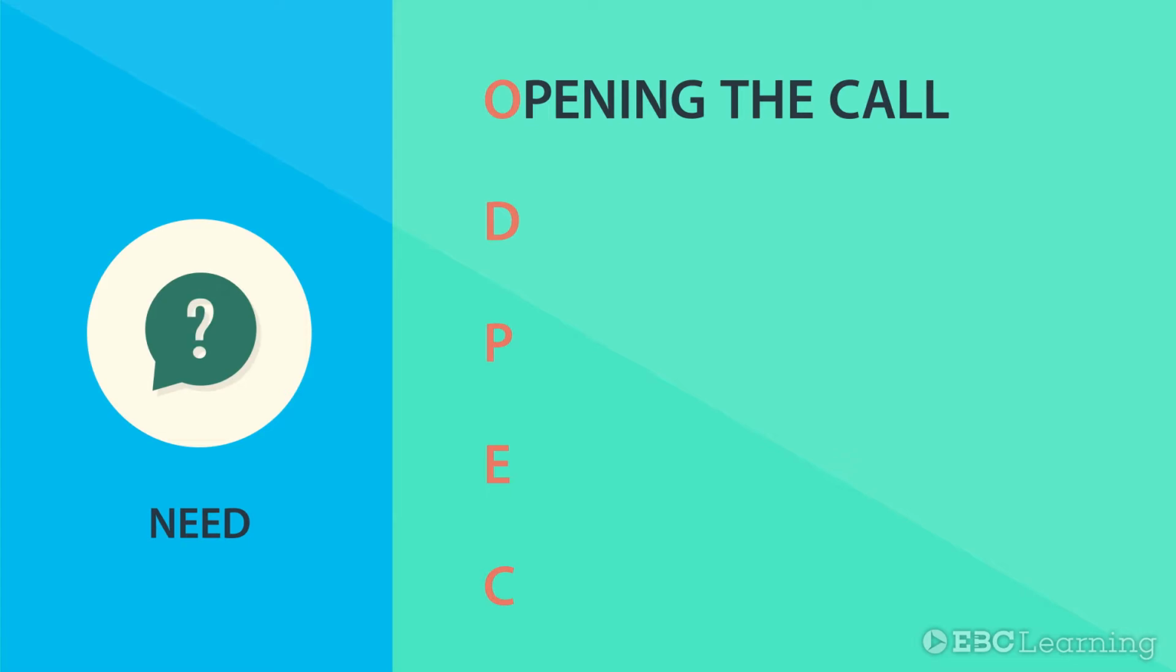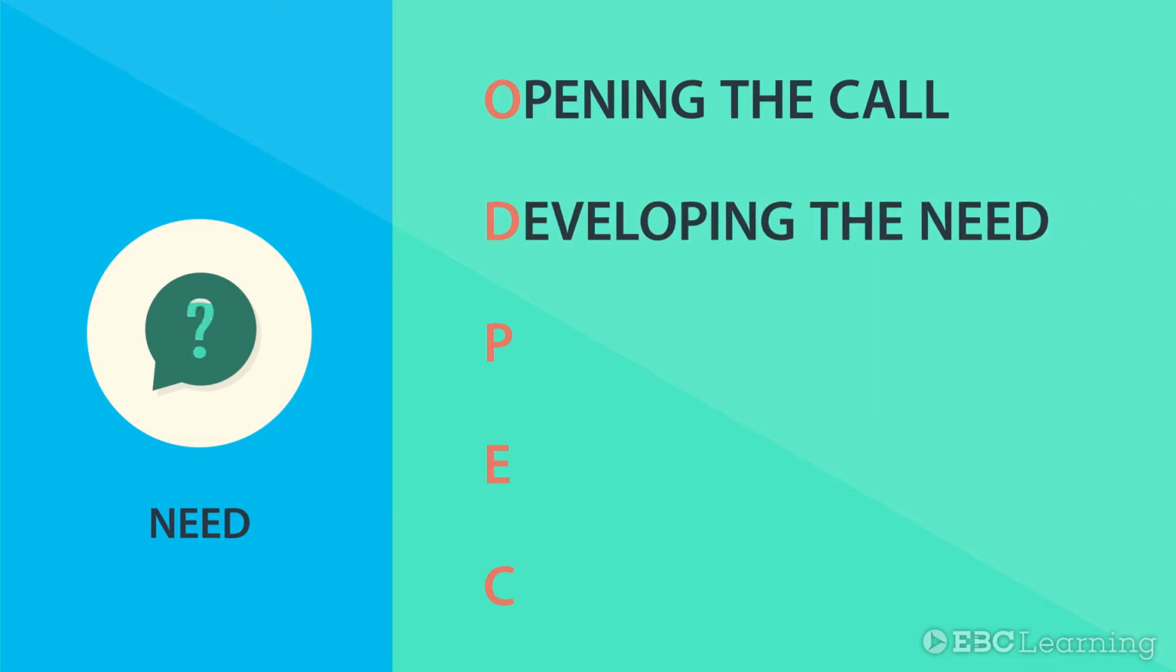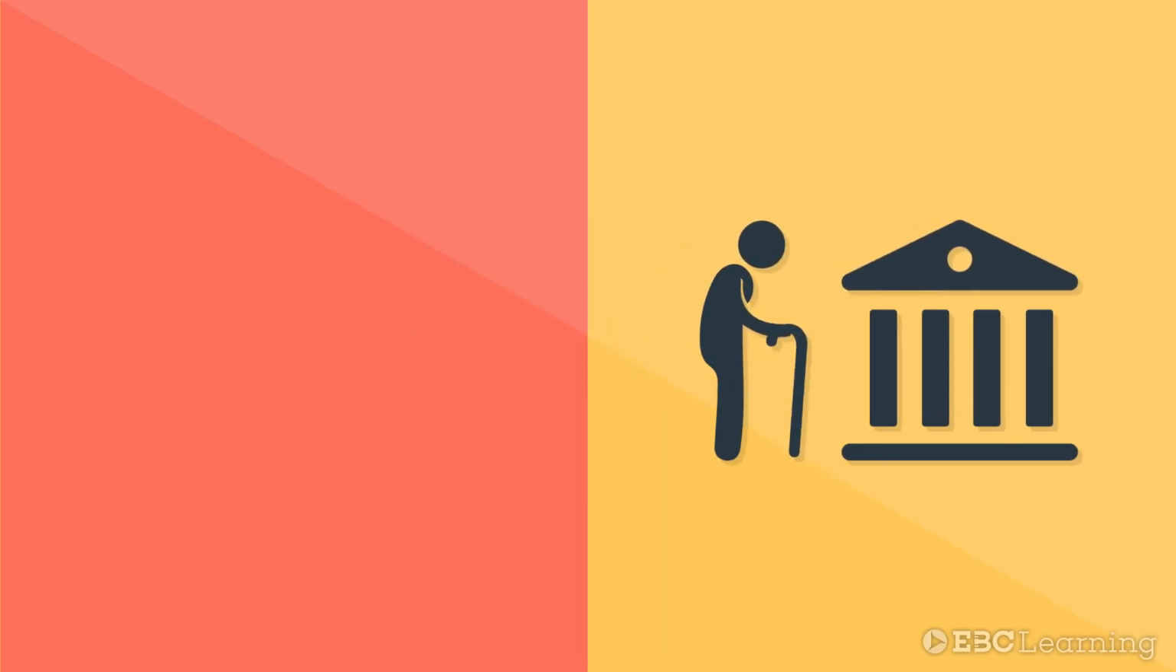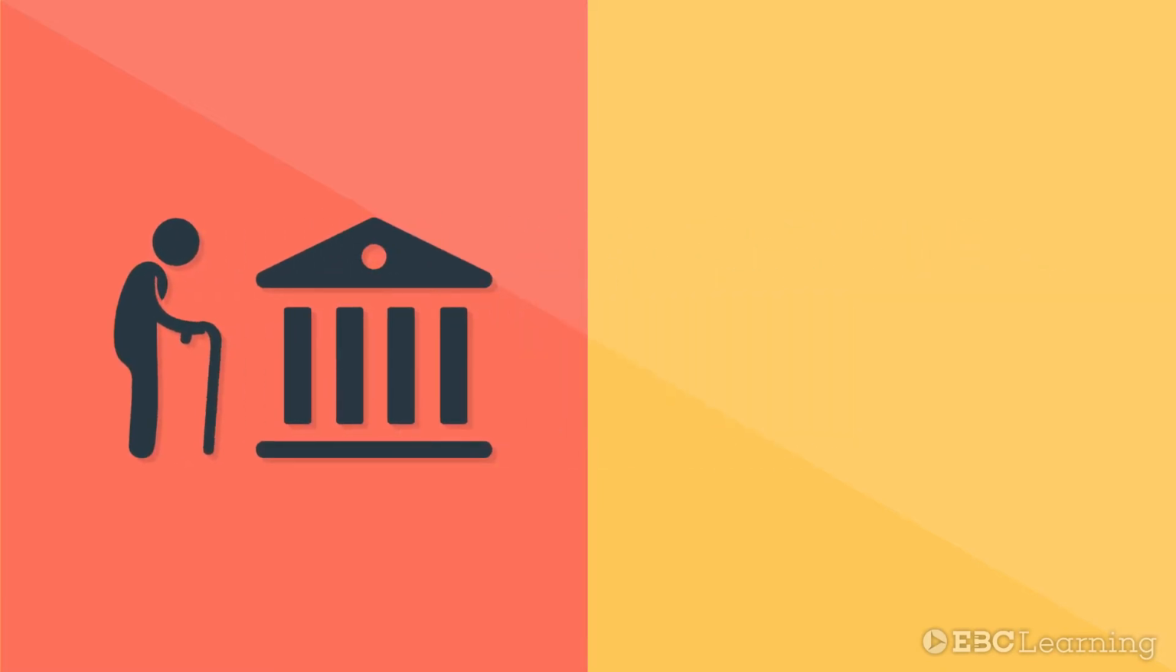The second letter D in OTPEC stands for developing the need. At this stage, you make the customer aware of the problems and their implications. Thereby, you develop the customer's need. For example, a senior citizen will find it difficult to visit a branch for basic banking transactions such as check and cash deposits. Therefore, the banker can develop the senior citizen's need for home banking services.